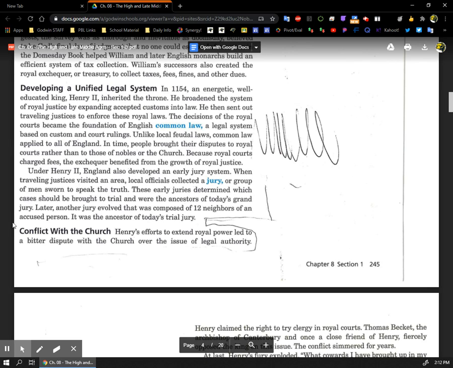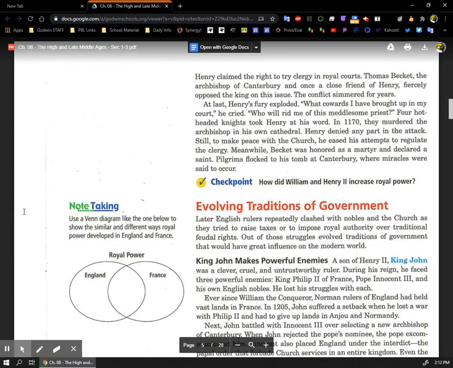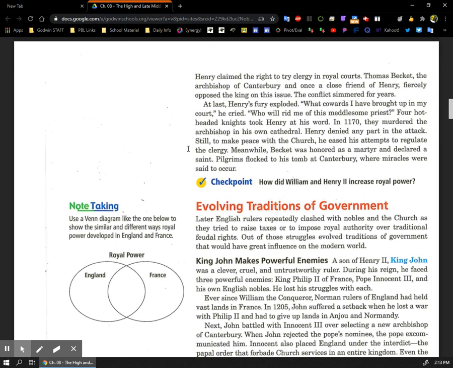Conflict with the church. Henry's effort to extend royal power led to a bitter dispute with the church over the issue of legal authority. Henry claimed the right to try clergy in royal courts. Thomas Becket, the Archbishop of Canterbury, and once a close friend of Henry, fiercely opposed the king on this issue.